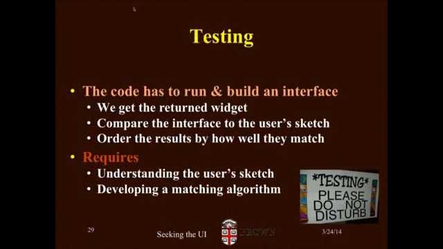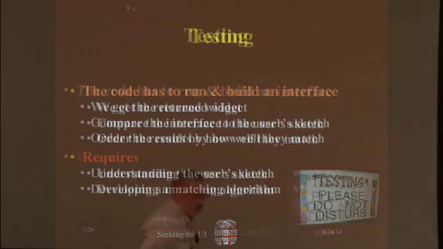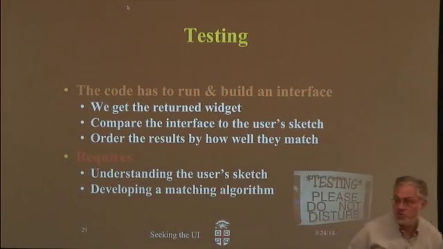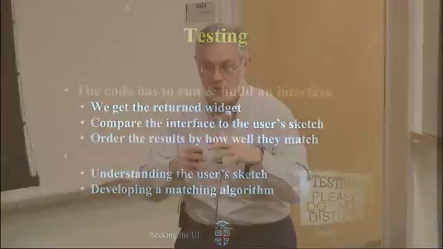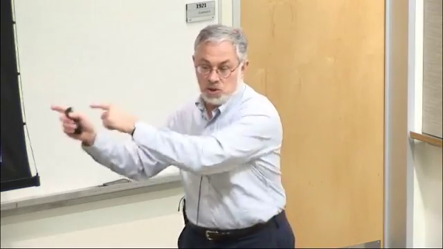Now we need to test it. The code has to run. And what we do is we actually run the code. We actually build the user interface from the code. That generates a widget. We basically crawl that widget, looking at the hierarchy imposed by that widget, and compare what that widget is to what the user's diagram looked like. And then we order the results on how we match.